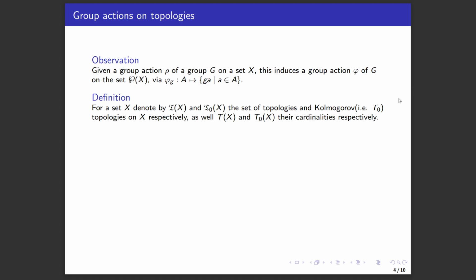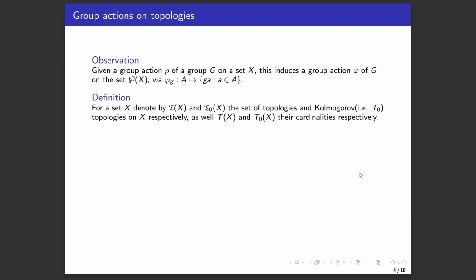And now we're going to be restricting this to group actions on the set of all topological and Kolmogorov topological spaces, topologies, sorry, on X. Just for notation, for any set X, denote by this the set of all topologies on X, and by this the set of all Kolmogorov topologies. I remind you, a topology is Kolmogorov if any two points are topologically distinguishable, which means that there's an open set containing one but not the other.